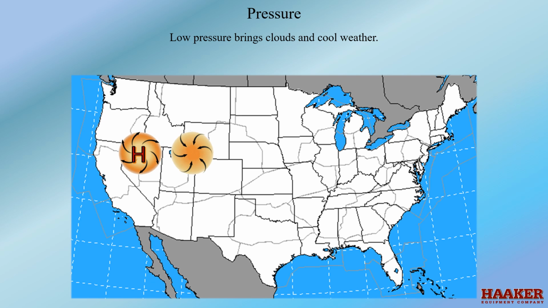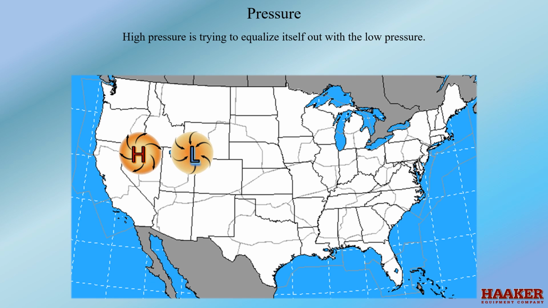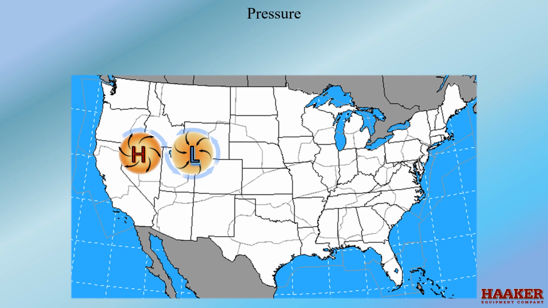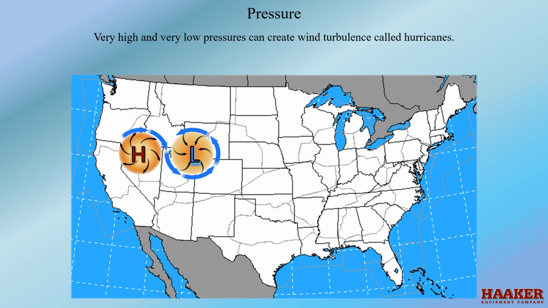Low pressure brings clouds and cold weather. Its symbol is a capital L on the weather map. Low pressure is when pressure is below average. Low pressure systems move slower than high pressure systems. High pressure is trying to equalize itself out with low pressure. Very high and very low pressures can create wind turbulence called hurricanes.